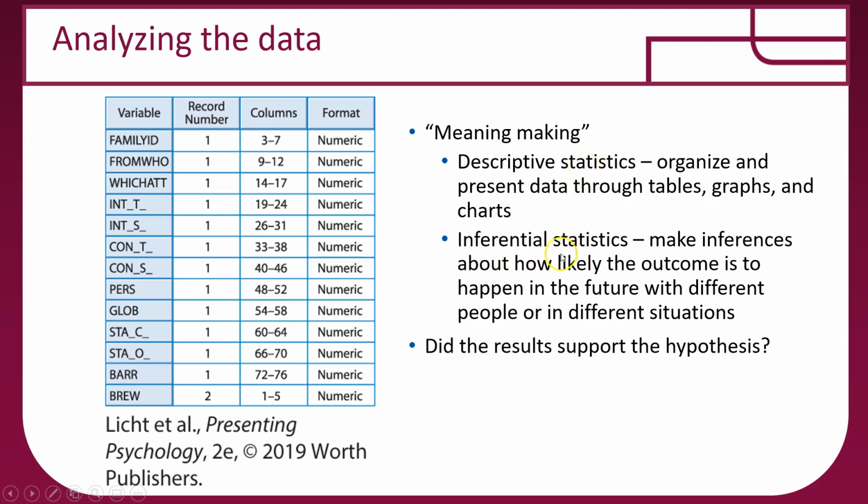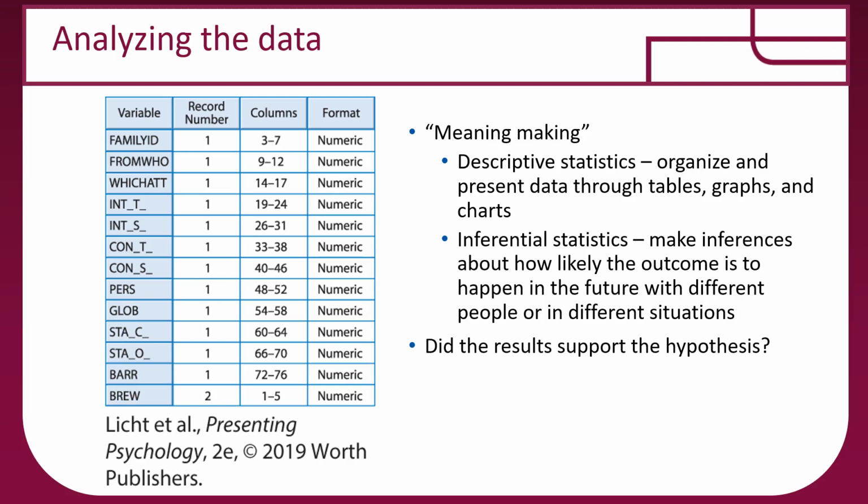And then the second step is called inferential statistics, and this is when we make inferences. Inferential statistics make inferences about how likely the outcome that we found in our study is to happen in the future with different people or different situations. Because as you can imagine, if I am doing a study on some kind of new medication, and I have one group that gets the new medication and one group that doesn't, and the new medication works, it improves whatever the illness was in my experimental group.